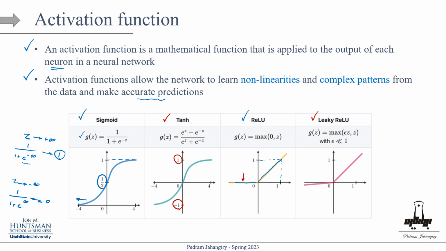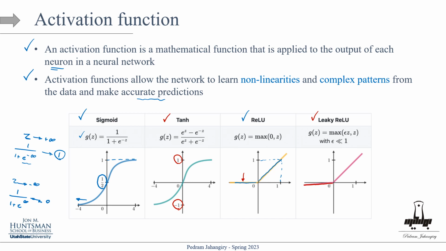How can we fix it? We're going to fix it by something like this. We're going to say that for values less than 0, the activation function is not exactly 0. It's equal to some epsilon, and this epsilon is very, very small compared to 1. Okay, so this is the leaky relu activation function.